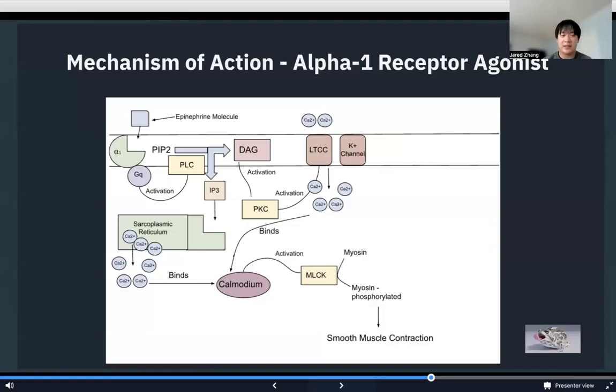DAG, on the other hand, activates protein kinase C, enhancing calcium sensitivity in contractile proteins and delaying repolarization through potassium channel inhibition. This increased intracellular calcium binds to calmodulin. This forms a calcium-calmodulin complex that activates myosin light chain kinase. Myosin light chain kinase then phosphorylates myosin light chains. This enables actin-myosin cross-bridge formation, which is necessary for smooth muscle contraction. This smooth muscle contraction of the arterial walls then manifests as vasoconstriction of the arterioles.